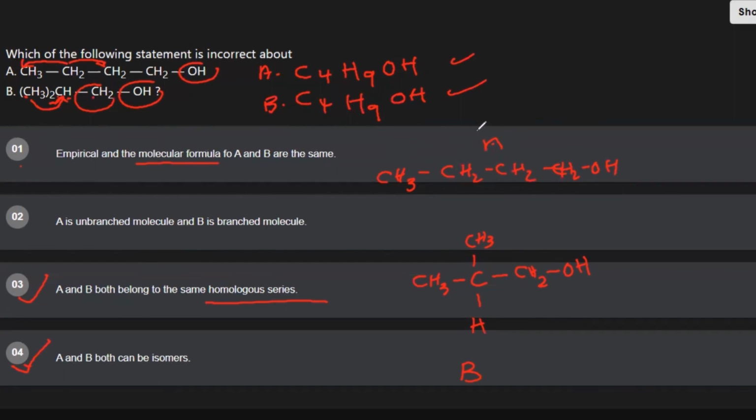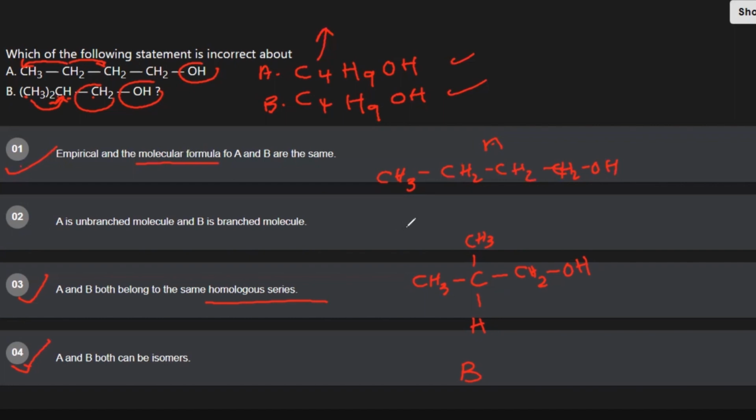Is the empirical formula same? Of course, if it has the same molecular formula, then it will definitely simplify into the same empirical formula. Okay, so if you just write the number of carbons, hydrogens, and oxygens, it would be C4H10O. This is the simplest whole number ratio of the atoms. And empirical formula is also the same. So statement 1, 3, 4, they're correct. So then, statement 2 should be wrong.